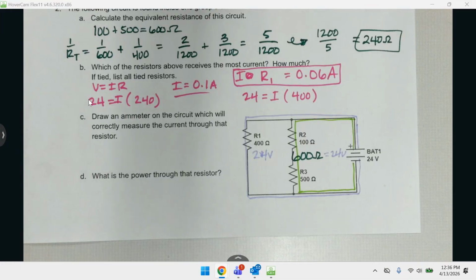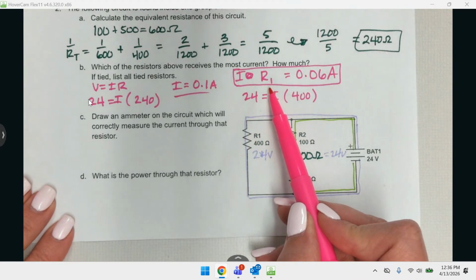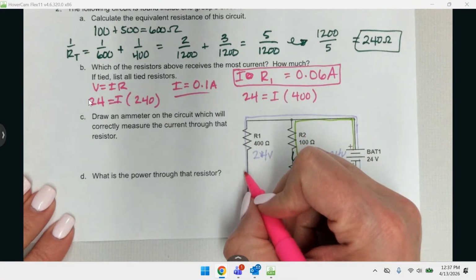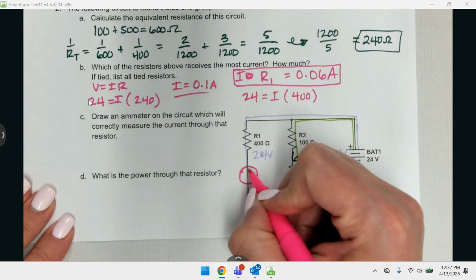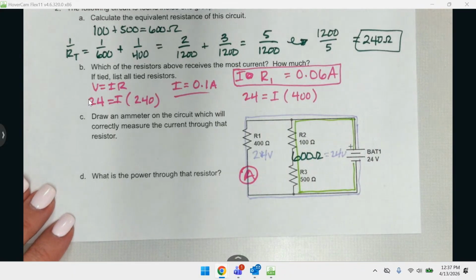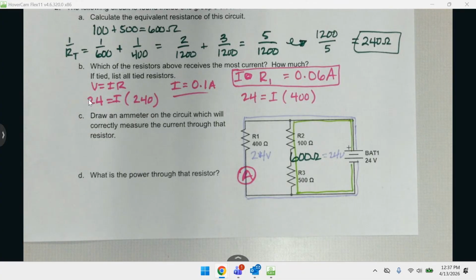All right. The next one says, draw an ammeter on the circuit which correctly measures the current through that resistor. Again, it's referring to R1. So anything that just measures purple, since that's the color I used for this one, so I could draw that ammeter right here, up here, or down here. Anywhere where it's just purple, make sure there's no green. But it does need to be drawn in series, which means it's part of the circuit, so draw it on the wire.